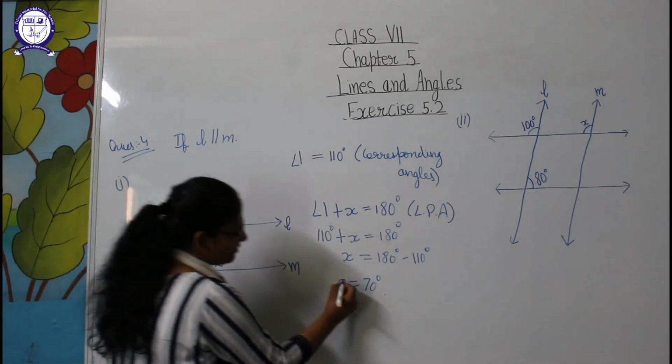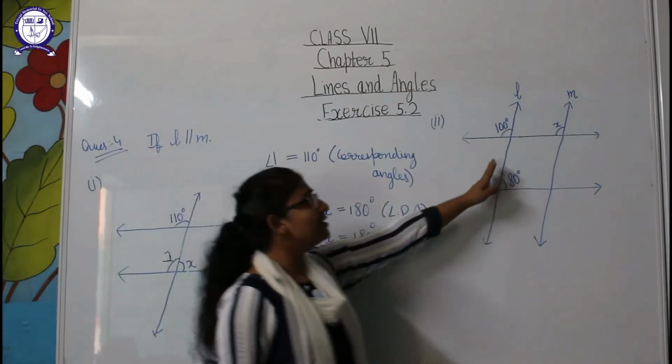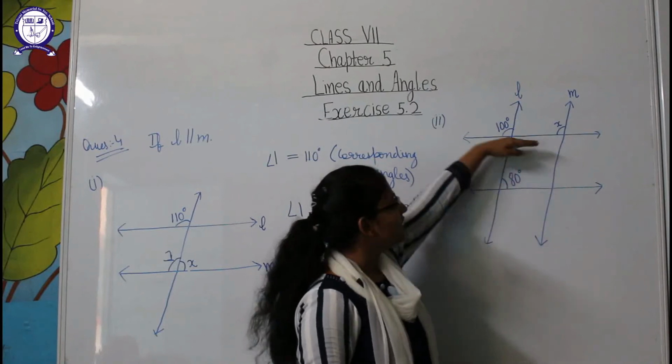Like this we will find the value of X for the another part. Here L is parallel to M. These two are parallel lines here and these two are transversal.